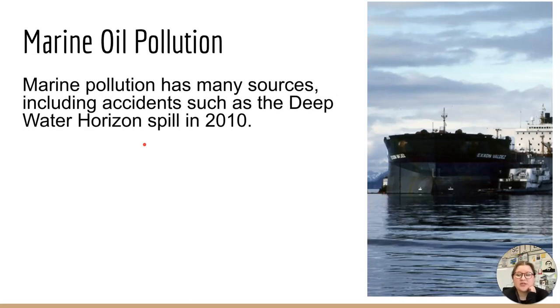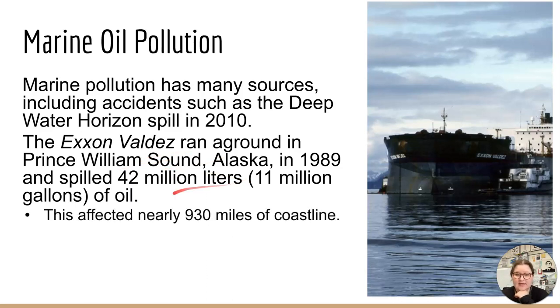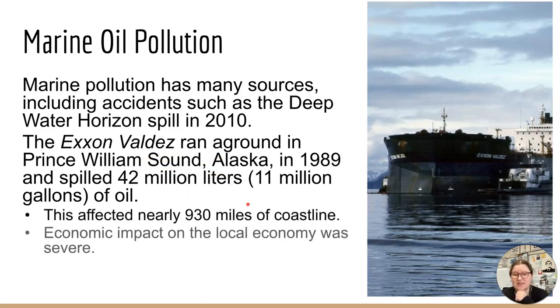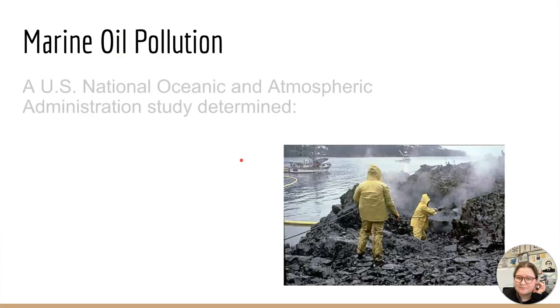For marine oil pollution, I think this is one we see a lot because it's in the news, such as the Deepwater Horizon spill in 2010. And then also in 1989, the Exxon Valdez ran aground in Alaska and spilled 11 million gallons of oil. And this affected almost 1,000 miles of coastline. And the economic impact was huge because if your money's coming from oil, you just lost a ton of it. And if your money's coming from tourism, you're now covered in oil and you're going to lose money there. And this was the Deepwater Horizon spill of 2010.